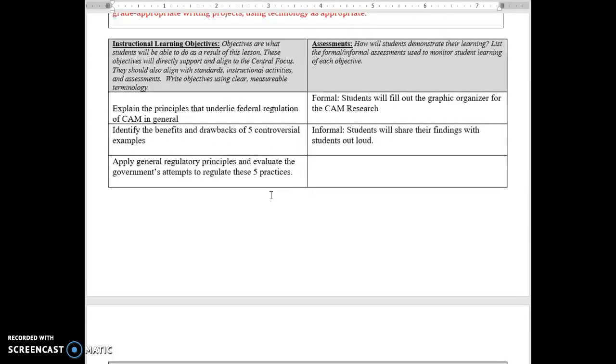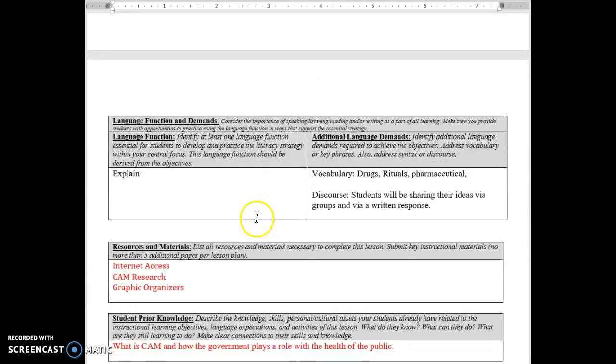Learning objectives include: explain the principles that underlie federal regulation of CAM in general, identify the benefits and drawbacks of 5 controversial examples, and apply general regulatory principles and evaluate the government's attempt to regulate these 5 practices. The assessments will include a formal assessment in which the students will fill out a graphic organizer, and an informal one in which students will share their findings out loud, and the instructor will pay attention to and verify if the conversation needs to be directed in some other direction.